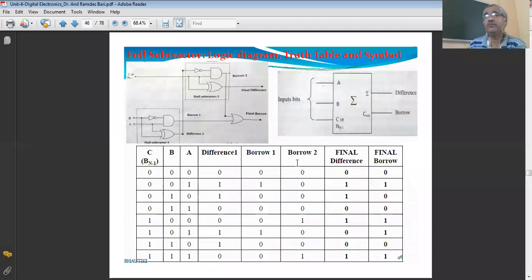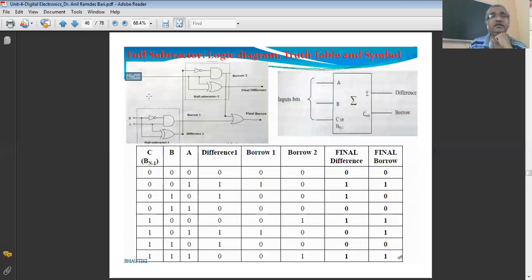Now, how to implement the actual circuit? This is the half subtractor circuit that we have seen previously. This is one more half subtractor circuit, and this is the OR gate. So two half subtractors and one OR gate will perform the function of a full subtractor. So it functions as a full subtractor. This C input is the borrow input.